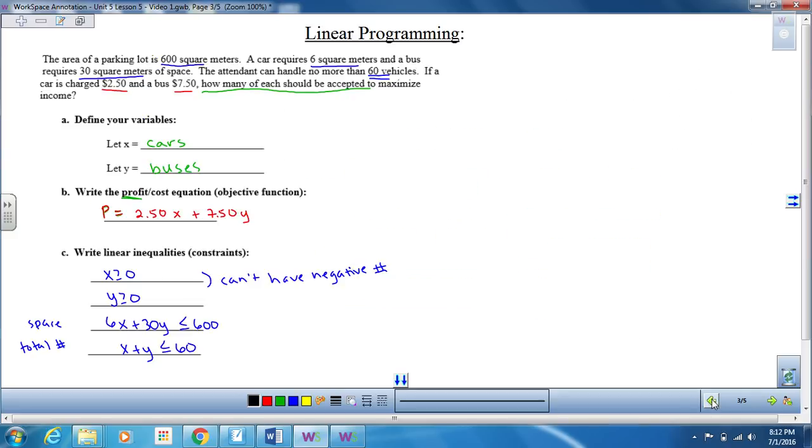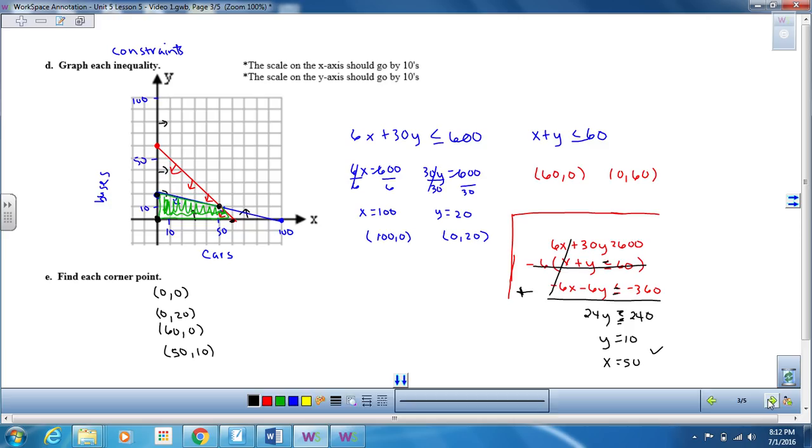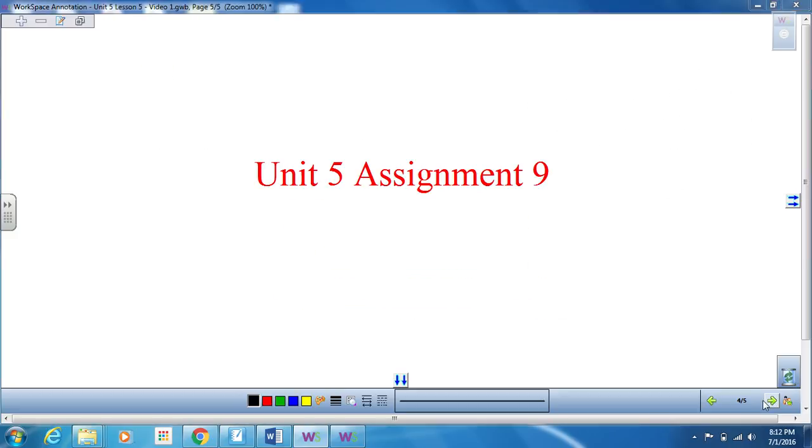So you'll have to go through all the steps. I know it seems long, and they are long problems, but just take it step by step. Let me know if you have any questions. And now you're ready to do Unit 5, Assignment 9.